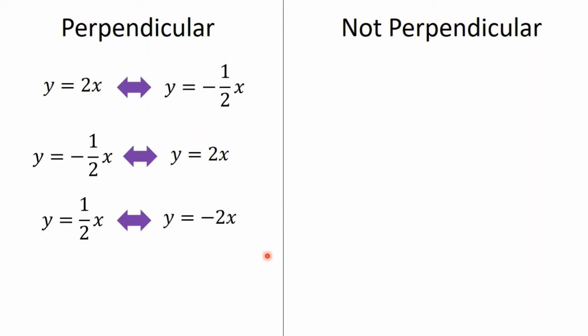Now this one often throws some people off because the reciprocal of a half is 2, so the negative reciprocal of a half is negative 2. So you can see how I've just made the other one negative, but this is still true. So these two are perpendicular to each other.